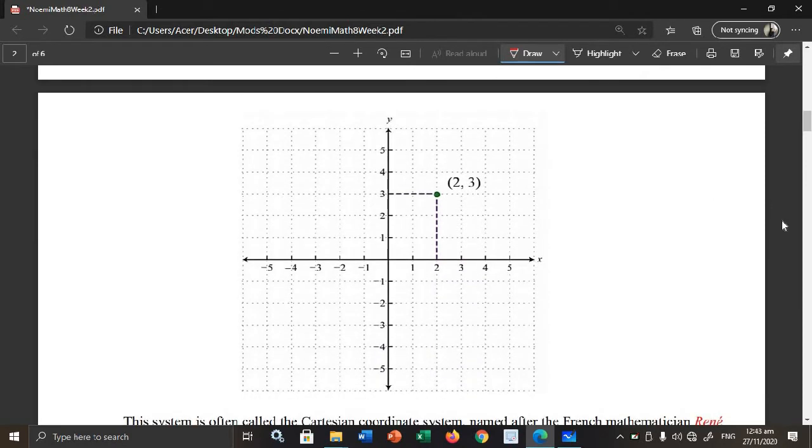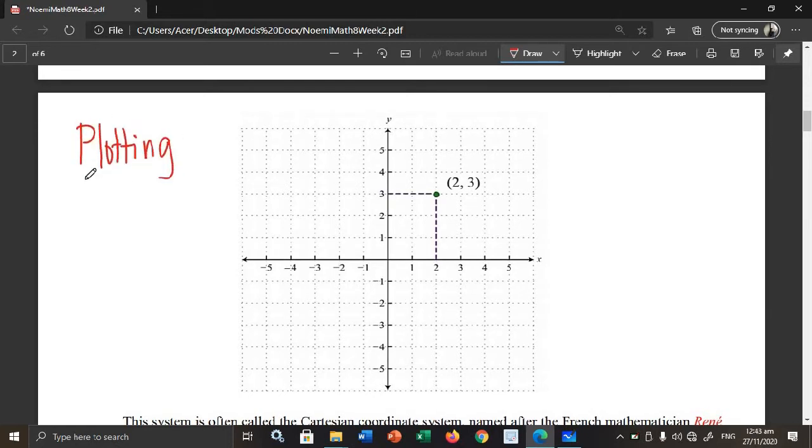So when we are plotting points or ordered pairs, the ordered pair is the x and y. X and y can be any numbers in the Cartesian plane. For example, just like this example, naglagay siya ng ordered pair, which is 2 and 3. And then pinlot ng kung sino man yung ordered pair niya, ganyan yung mangyayari dyan.